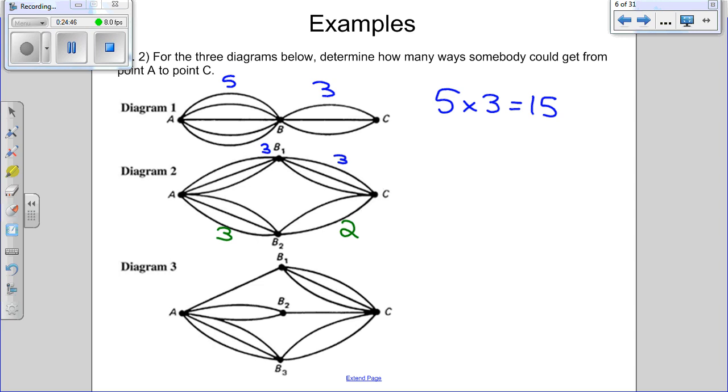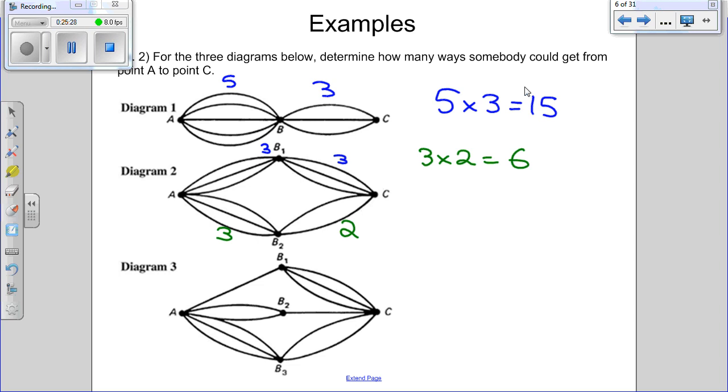So, for instance, if we look at this diagram number 2, and we pretend that the top doesn't exist, and we're just going to go from A to B2 to C. How many ways can we go from A to B2 to C? 3 times 2. There's 6 ways, right? You multiply. 6 ways from A to B2 to C. Now if you ignore the bottom, how many ways is there from A to B1 to C? 3 times 3 would be 9.